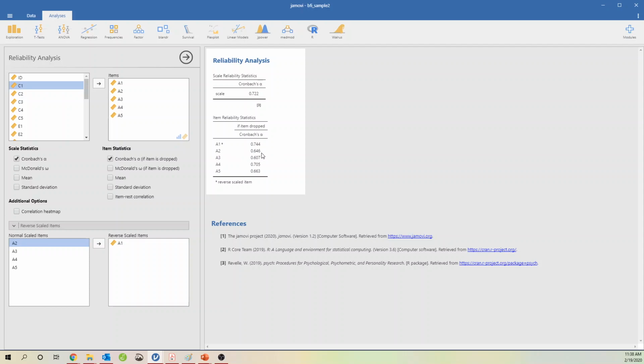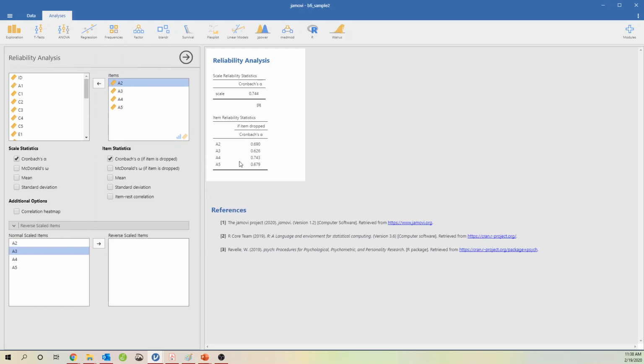So a lot of times what people will do to find the most reliable version of their scales, of their measures, is go, okay, well, we're just going to delete any data that is not really helpful in understanding my agreeableness factor. So we'll just get rid of A1. Okay, let's check the items if dropped again.